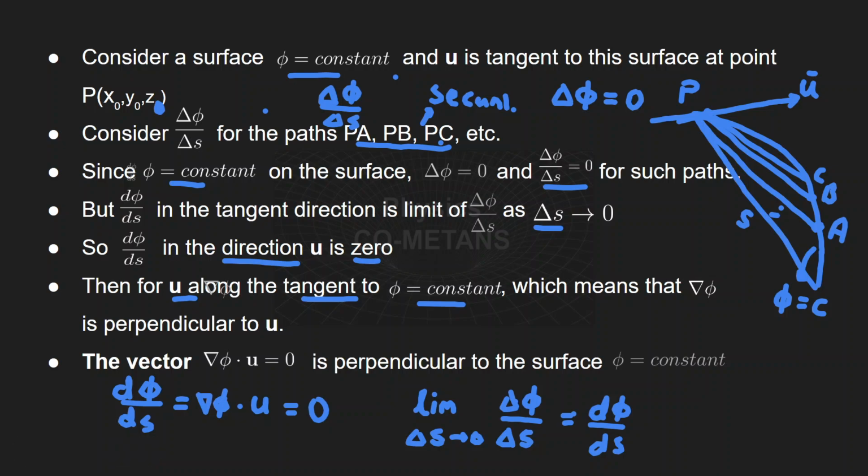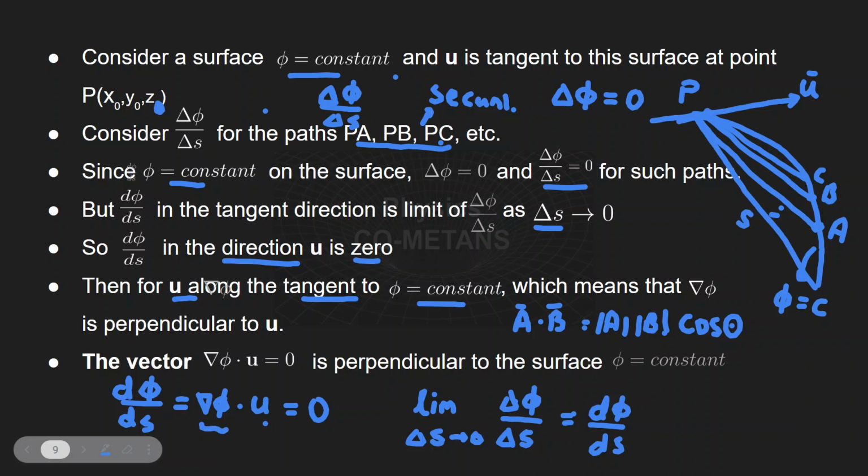Now when the dot product between them becomes 0, we know that a dot b, the dot product of two vectors, can be written as modulus of a, modulus of b, into cosine of theta. If theta is 90 degrees, then a dot b becomes 0. So the angle between the two vectors is 90, meaning they are perpendicular. So gradient of phi dotted with u is 0 means grad phi is perpendicular to u.